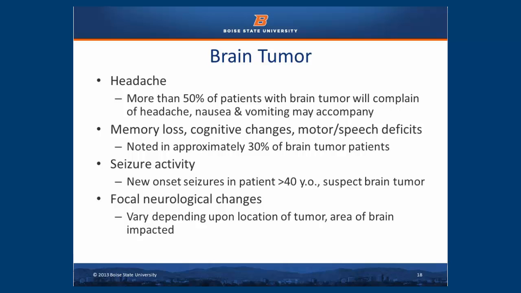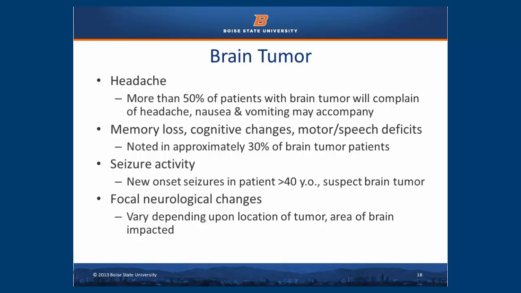Radiation is the only known risk factor, but there appears to be a genetic factor in certain types of brain cancer. Patients with a history of chemotherapy and radiation therapy are at greater risk of developing brain cancer. More than 50% of patients with a brain tumor will complain of headache, nausea, and vomiting may also be present. Approximately a third of patients with brain tumors will complain of memory loss, cognitive changes, and motor and speech deficits.